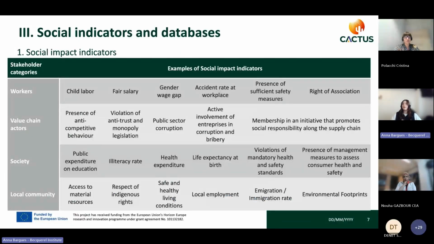So for social LCAs, these are the social impact indicators. Like I said before, for environmental LCA, we are going to look at carbon footprint or CO2 emissions or toxicity. Here we are going to look at social impact indicators. They are divided into stakeholder categories. There are four: the workers, the value chain actors, the society, and the local community. Here in this table are some examples of indicators, but in the databases that are mainly used, we can find at least 50 of them.